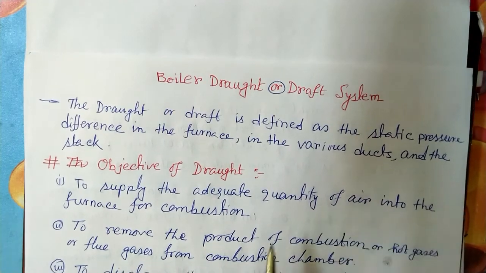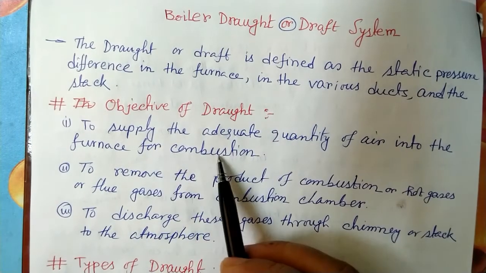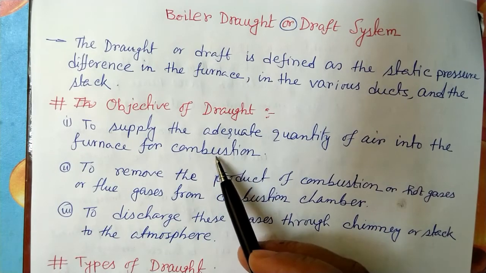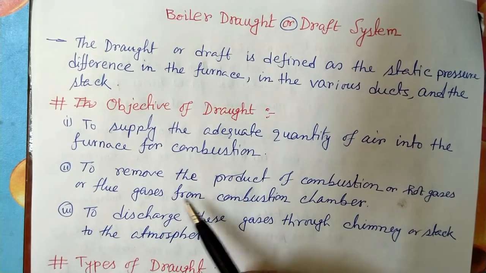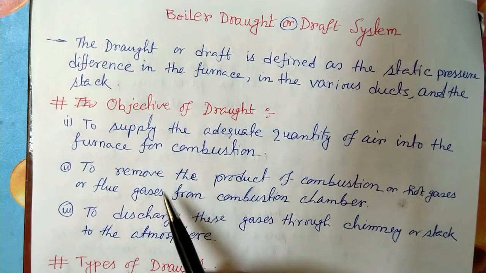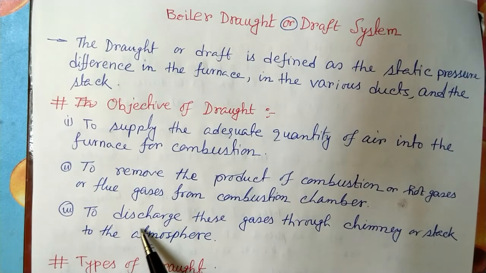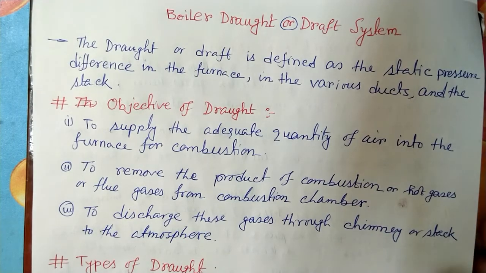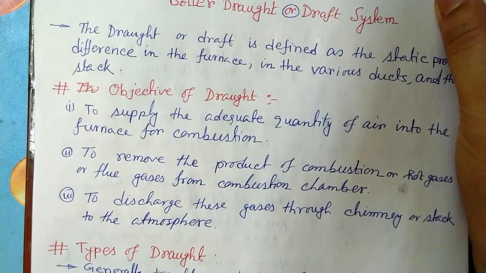So the objective, as I already told, is to supply an adequate quantity of air into the furnace for combustion. Sufficient air should be supplied to the furnace, then the products of combustion should be removed from the combustion chamber. Next objective is to discharge these hot flue gases through the chimney or stack to the atmosphere. For discharging we need to create the draught system.